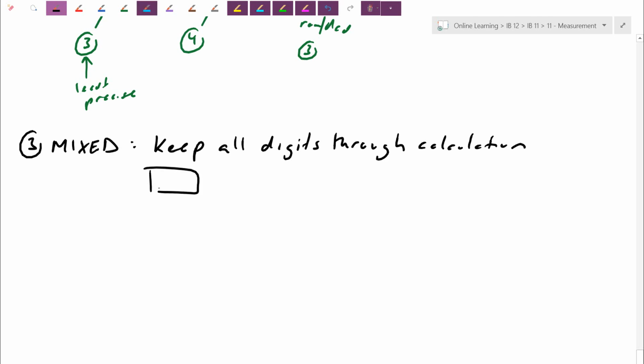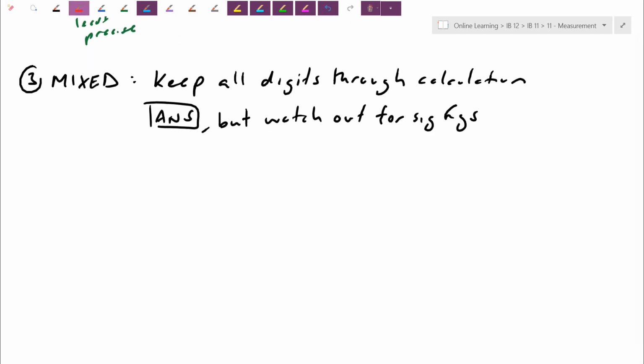Most of your calculators have an answer button. No, it doesn't tell you the answer to every question. It just recalls the full, unrounded decimal from earlier. But we will watch out for sig figs. I'm not actually going to do the rounding, I'm just going to watch out. So let's try out a question here. Let me make up a number.